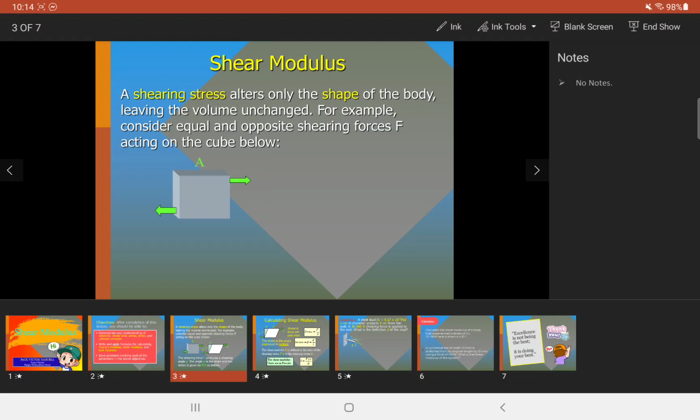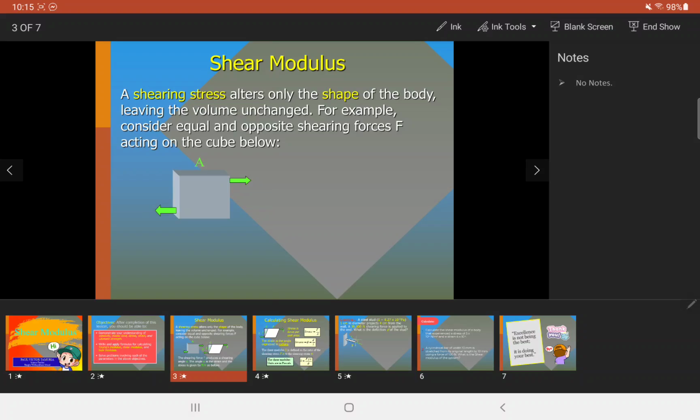All right, so as you can see here, a shearing stress alters only the shape of the body or of an object, leaving the volume unchanged. For example, consider equal and opposite shearing forces F acting on the cube below. As you can see, we have here cube A, and there are two forces acting in opposite directions. Can you see that?